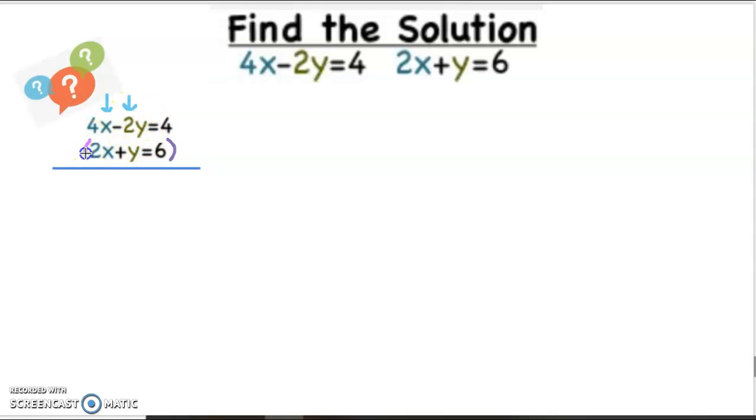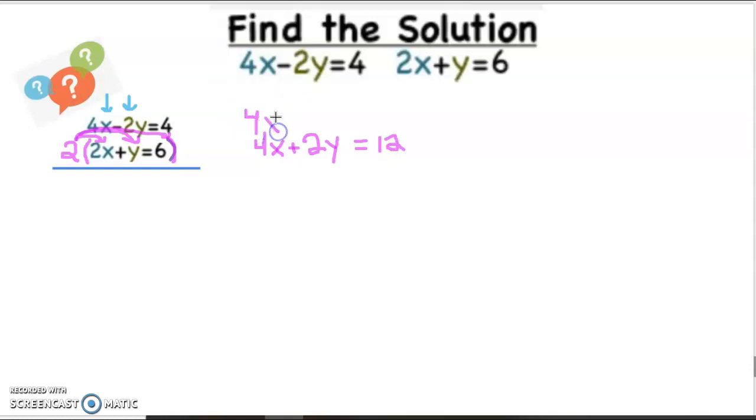So I'm going to go ahead and I take this entire equation and I multiply it by 2. And the reason why I'm doing that is to make this y value opposite of the negative 2y in the first equation. So let's go ahead and do that. You all know how to distribute. We have 2 times 2x, which is 4x. I'm going to go ahead and write that down. Then we multiply 2 times the positive y, and we get a positive 2y, which is great because that's what I want. And then we take the 2 and we multiply it by a positive 6, and we get a positive 12.